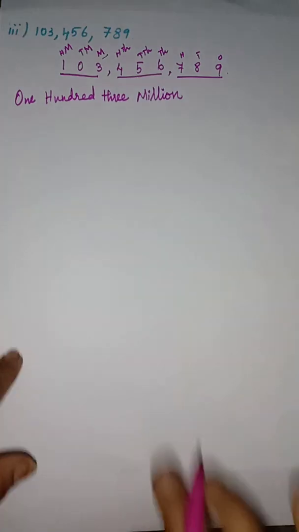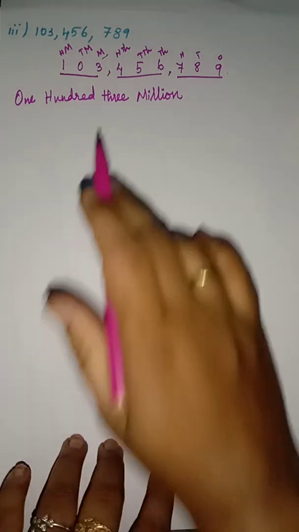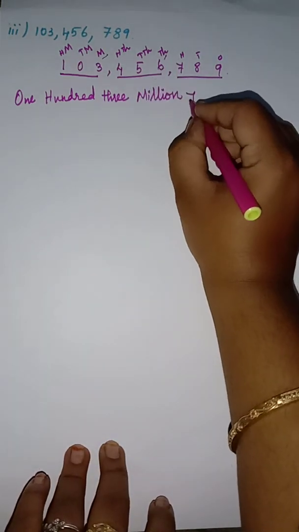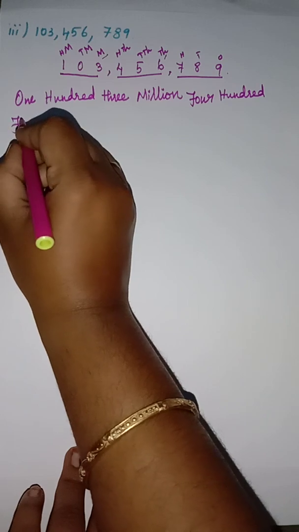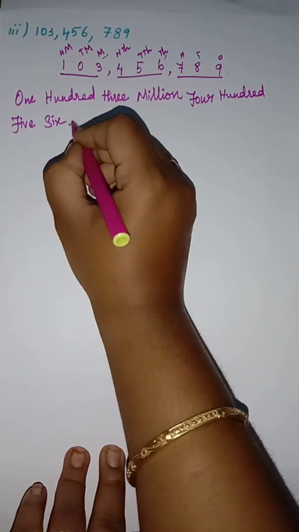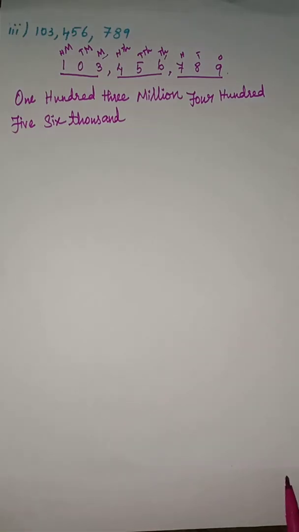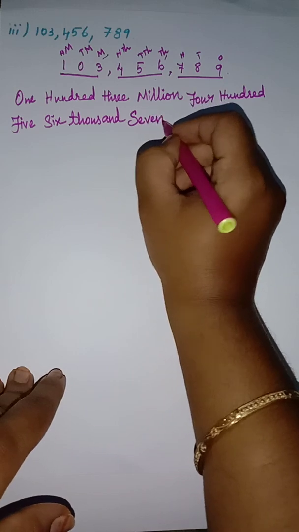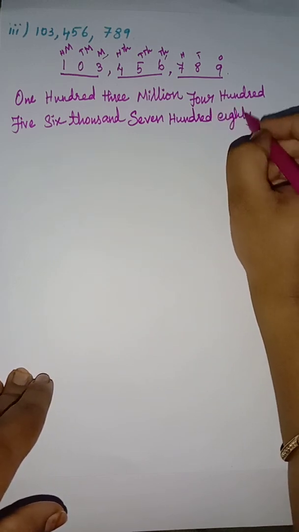Now we have to go to the next one. That is 456. Just read the number 456. So what is the place value? Thousand. So 456,000. Then the last three digits, 789. Just write it as it is, 789.